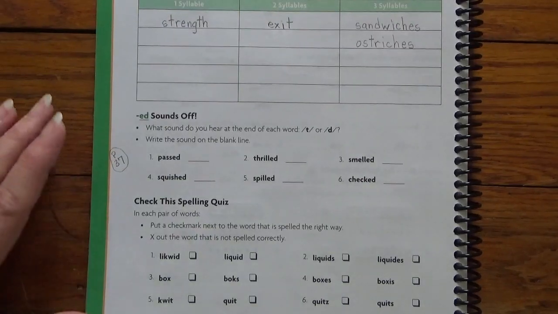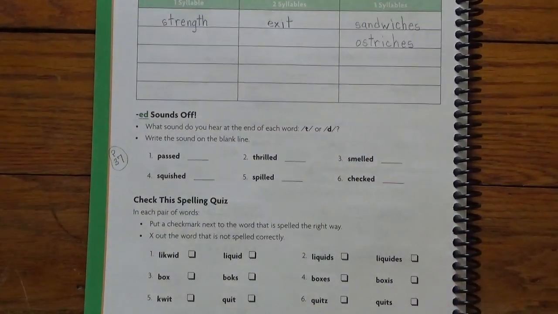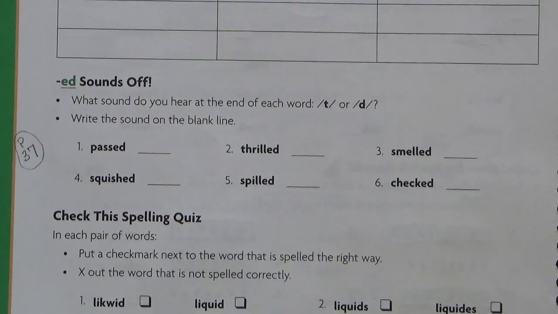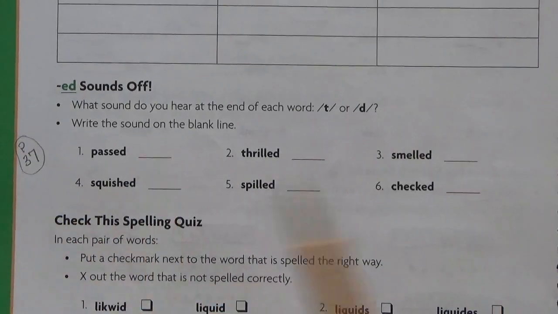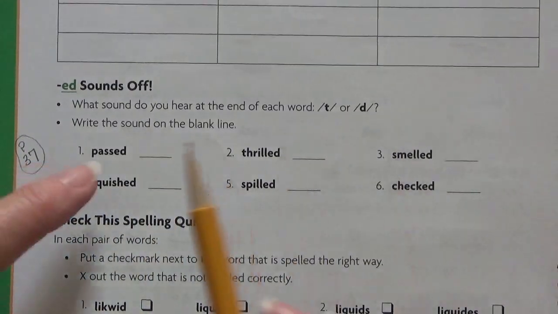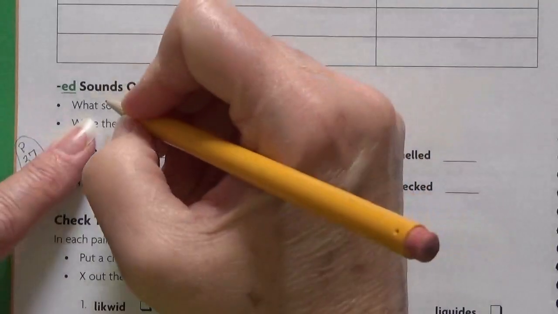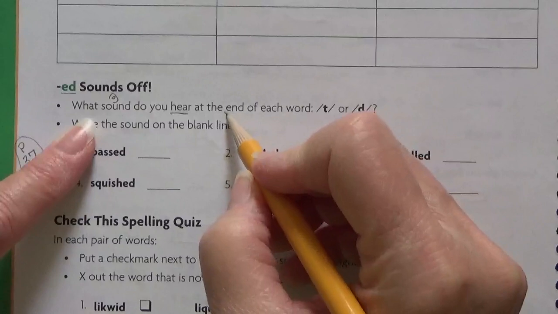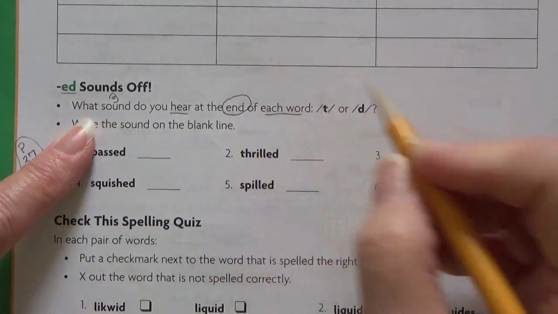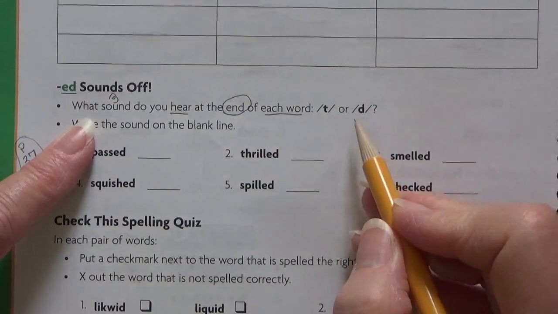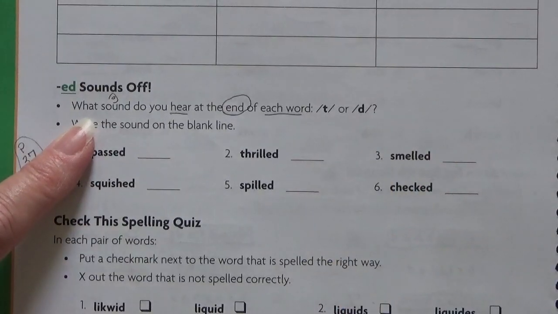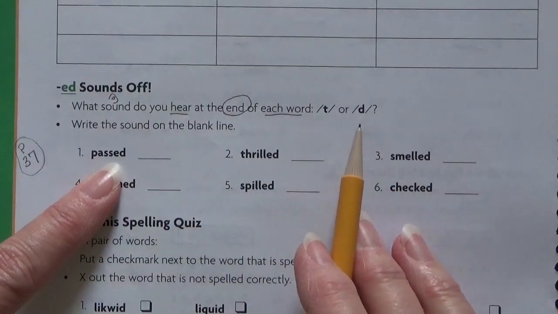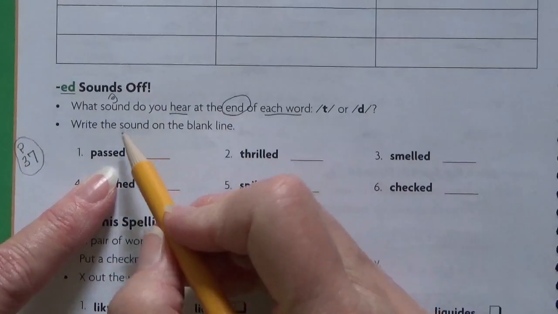Excellent. Good job, guys. So we know the 3 sounds suffix ed adds to a word. Let's fill them in. All right? So ed sounds off. If you need help, page 37, or refer to your poem. This is listening: what sound do you hear at the end of each word? T or d. So it's only t or d on this one. No id. Just these 2 sounds, t or d. Write the sound on the blank.